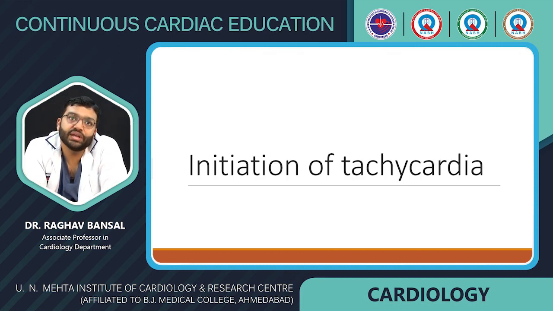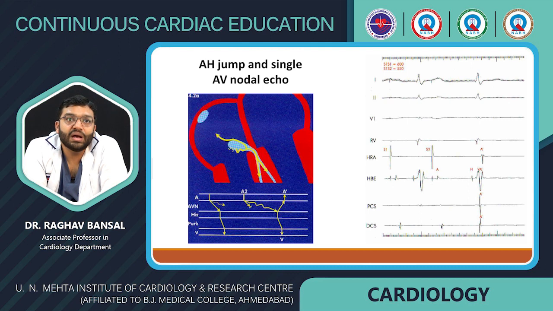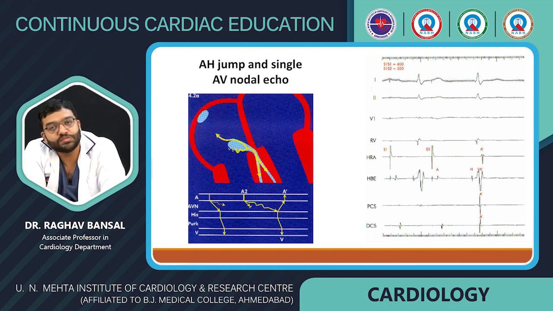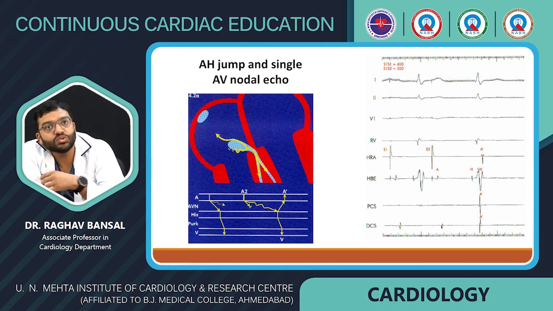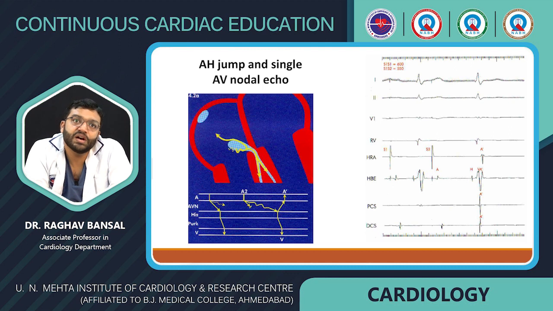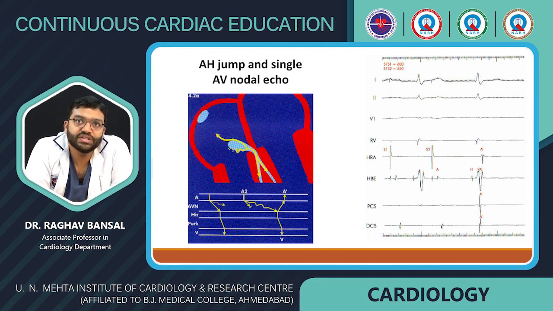Now, initiation of tachycardia. If the conduction blocks in the fast pathway, there is an AH jump, and it goes down the slow pathway. Sometimes the fast pathway recovers because of the slow conduction through the slow pathway, and once it has recovered, it is available for retrograde conduction to the atrium. Retrograde conduction to the atrium leads to a retrograde atrial activation, which is called an echo beat if the tachycardia does not continue there.